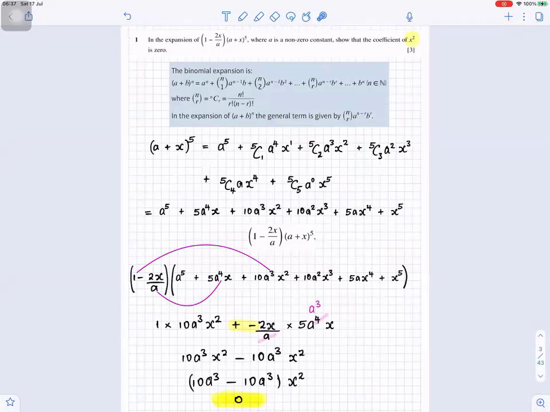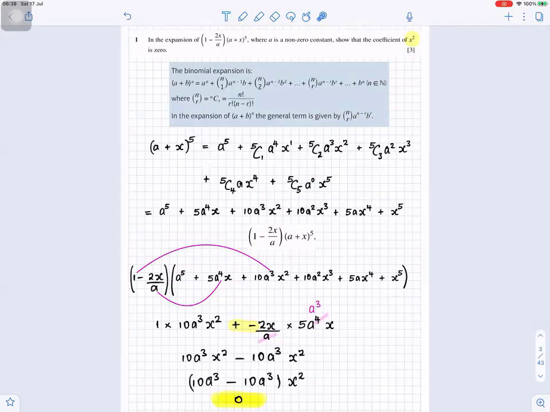Now we need to multiply (1 - 2x/a) times that expansion, and we want the coefficient of x squared. So the terms that involve x squared: 1 times 10a^3 x^2, it has x squared, that's why we use that one. And then minus 2x over a times 5a^4 x. x times x would give you x squared. So we're using those two.